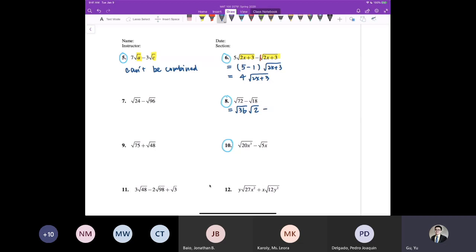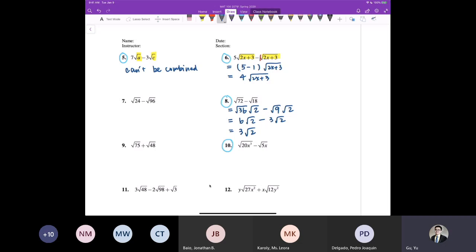Minus radical 18, so I'm going to break it into radical 9 and radical 2, because 9 times 2 is 18, and 9 is a perfect square. And then you simplify that. Radical 36 is 6, radical 2, minus radical 9 is 3, radical 2. And then you apply the distributive property, 6 minus 3, that is 3, followed by a radical 2. So you get 3 radical 2 for number 8.